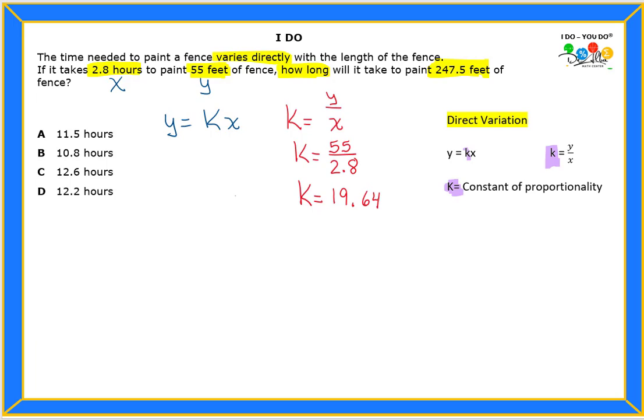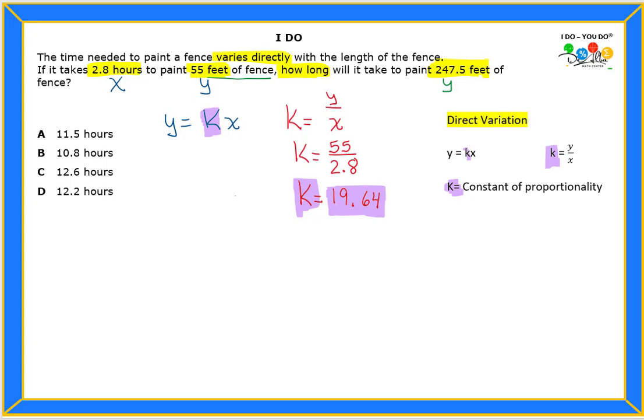So now I'm going to come back to my problem. And well, before we say that, I know I'm going to have to replace K with this number. So this K, I'm going to replace it with 19.64. Is that right? Okay, very good. Now, what about the 247.5? What is that? Is that X or is that Y? Because remember, that's going to be very important. Since 247.5 is the feet of fence, and earlier we said that that was the Y, then this number needs to be the Y. You see how important it is for us to determine that, right?